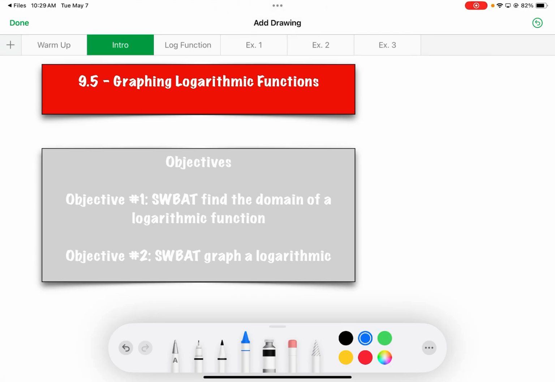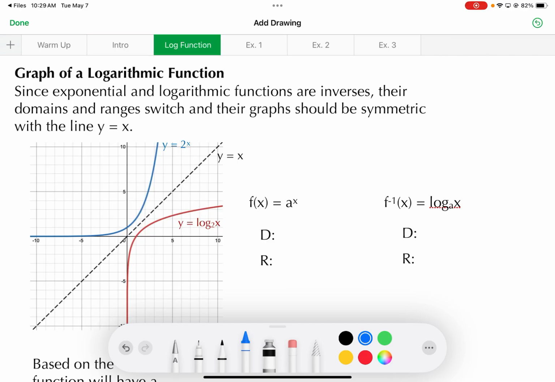All right, so in this lesson, we're basically going to learn how to graph a logarithmic function. It's really not a terrible process once you know the strategy behind it. To help us, we have to recall that exponential functions and logarithmic functions are inverses of each other. If they're inverses of each other, that means their domains and their ranges switch, and that also means their graphs are symmetric over the line y equals x.